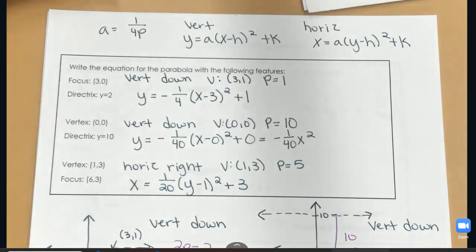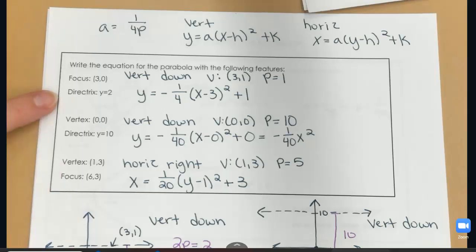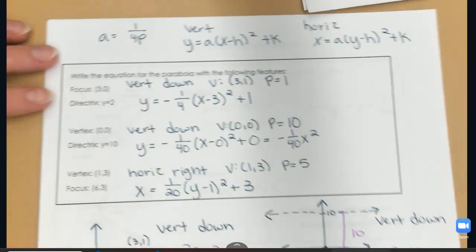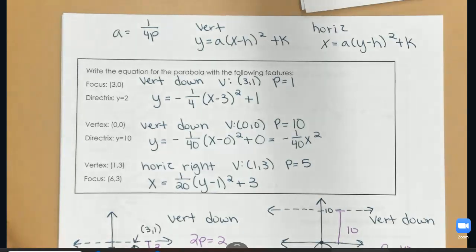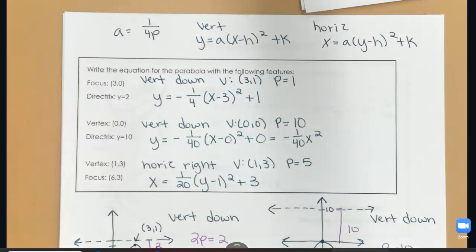All right, so that is each type of example for the two combinations of two characteristics that you will see. And then, again, throwing in those horizontal parabolas at you, it's just changing where x and y are within your equation. Once you know the vertex and p, you can write the equation for any parabola, whether it's up, down, left, or right.